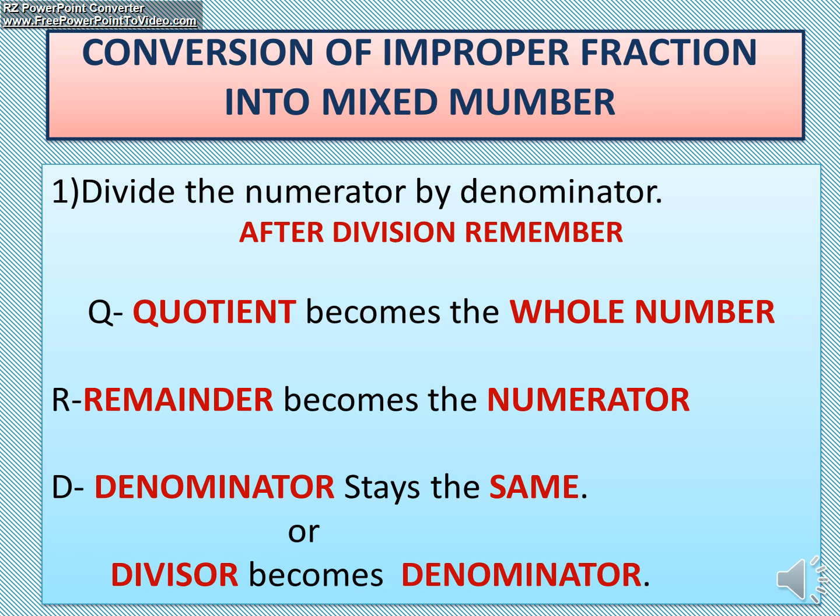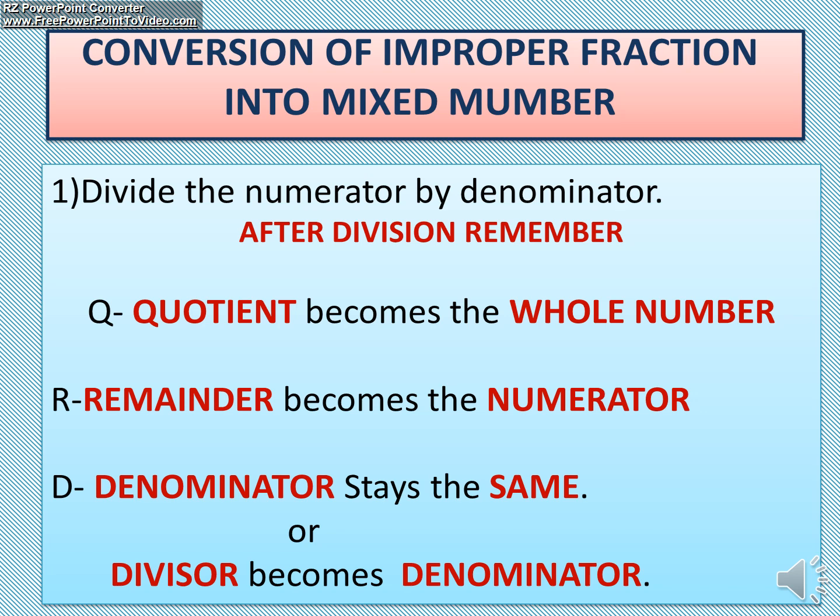Okay, conversion of improper fraction into mixed number. Again we will revise it. Just remember, please pay attention with the formula. Again it is explained here. First step is what? Divide the numerator by the denominator. What we are doing here? First we are doing division of the numerator by denominator. The first step in the conversion is divide the numerator by denominator.